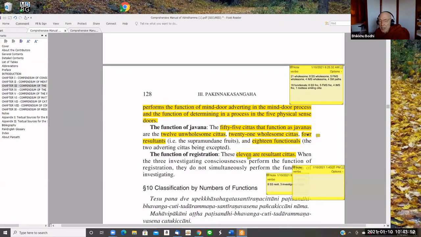And when a person, a noble person, a person who's achieved one of the stages of realization, wants to enter into the fruition meditative attainment, that meditative attainment consists of resultant cittas flowing on in the javana phase. It sounds a bit perplexing, and I don't know how to explain that, but that's just what they say.